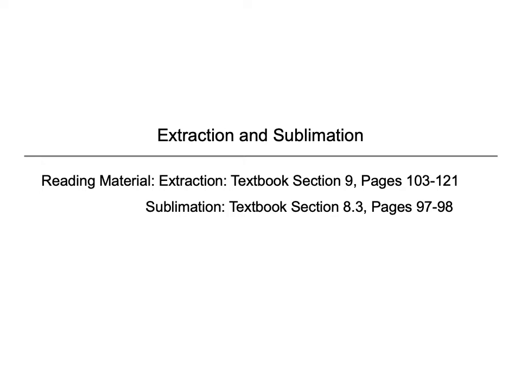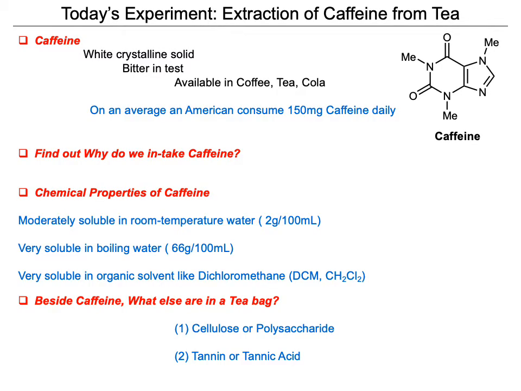Hello everyone, in this session we are going to talk about extraction and sublimation. We are going to extract caffeine from tea, and then through the sublimation process we are going to separate caffeine from the solution that it is already in. For that, we need to know what caffeine is. You see the chemical formula and the chemical structure.